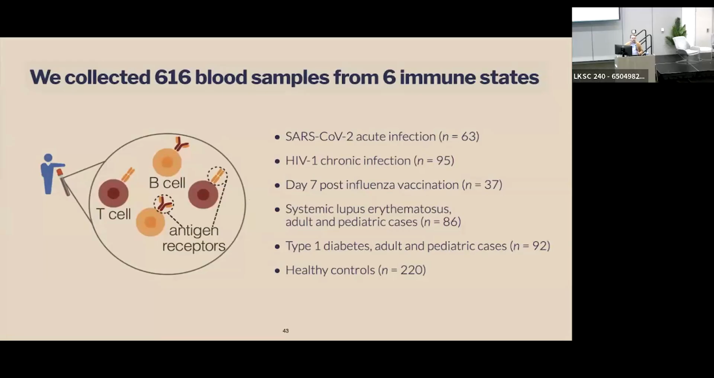So this was intended to span a wide variety of possible immune states to see how this sort of approach could distinguish these broad categories. And as a result, we have the 2 viral infections, the 2 autoimmune diseases, a post-vaccination signature, and the controls.